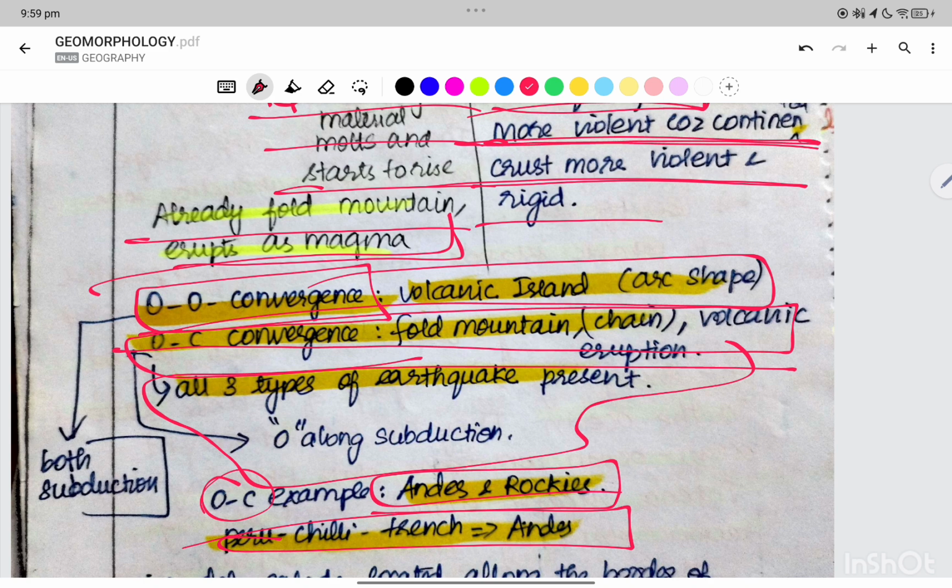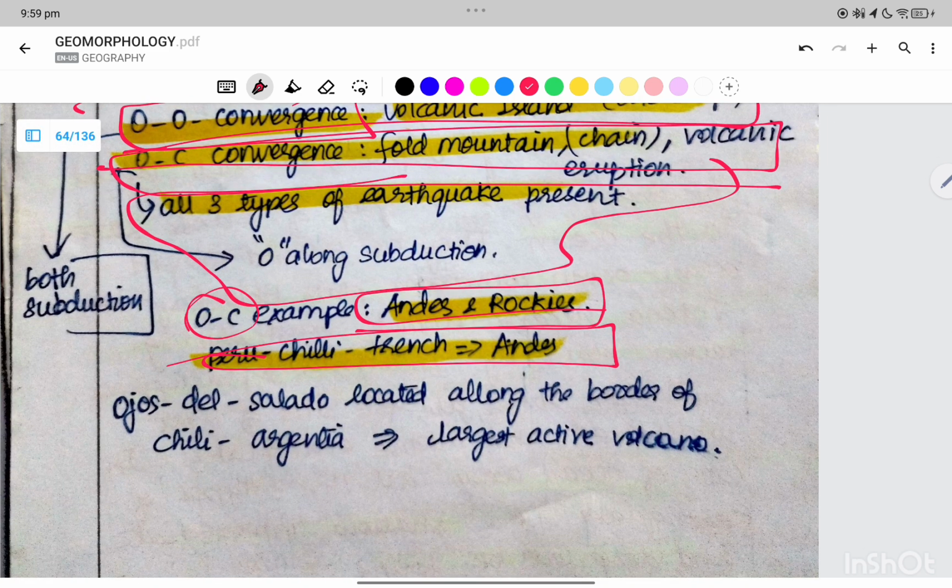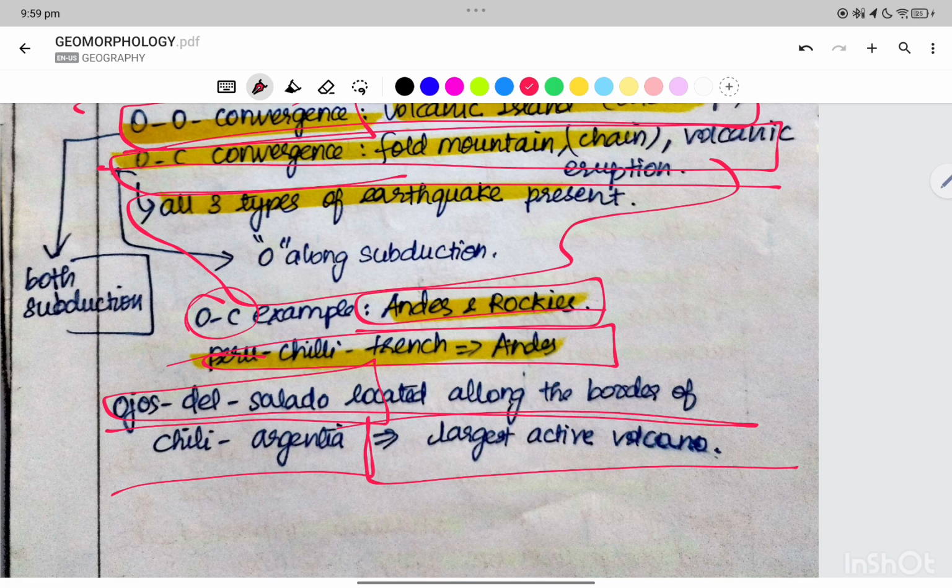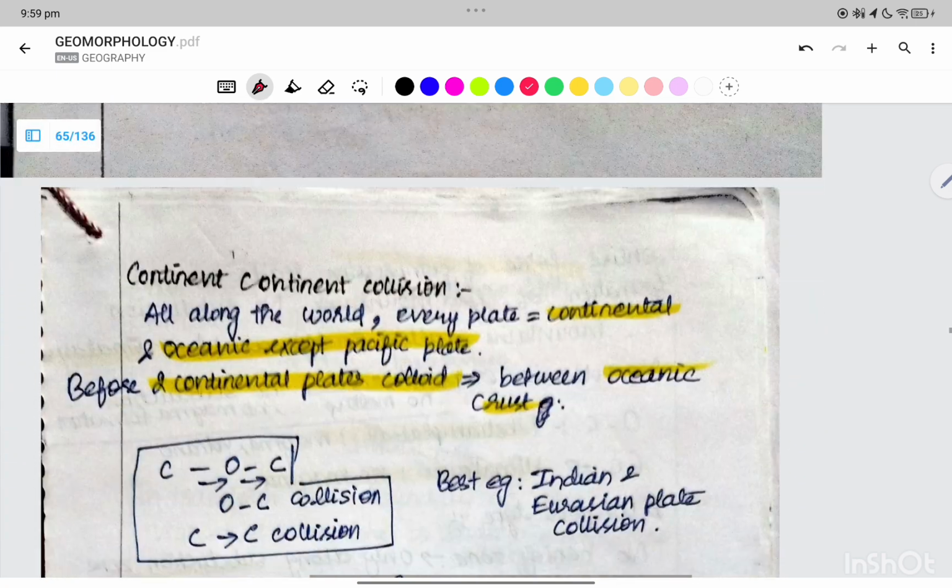Peru, Chile, trench in the Andes. Ojos del Salado is located along the border of Chile and Argentina. It is the largest active volcano.